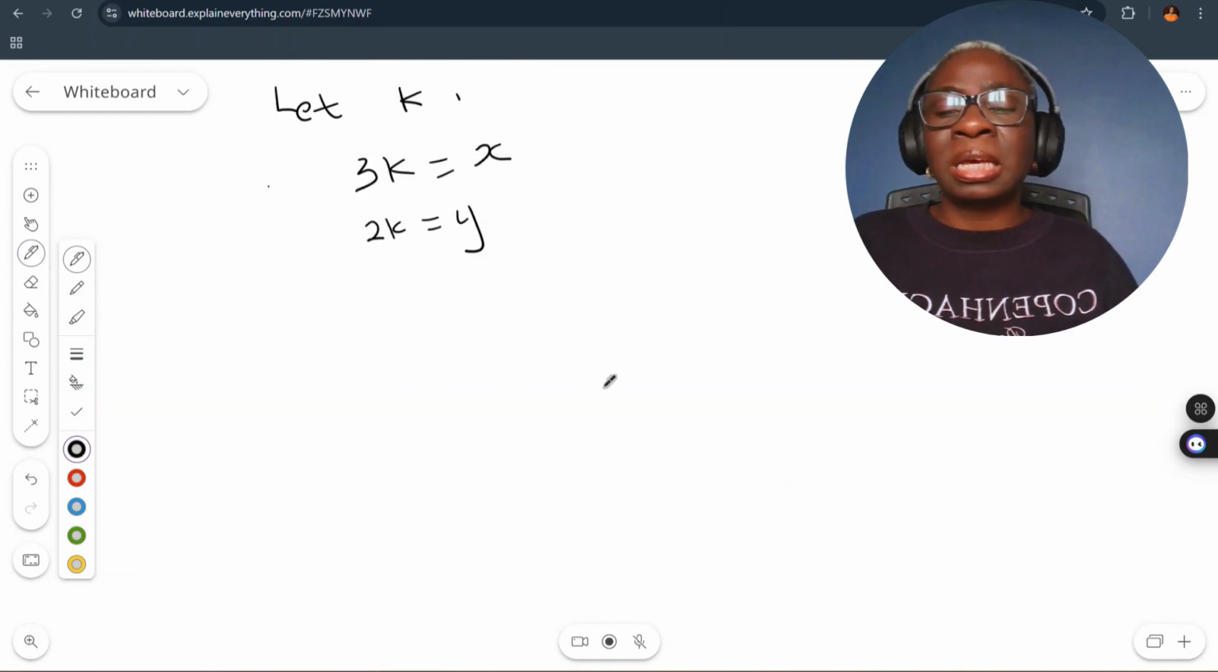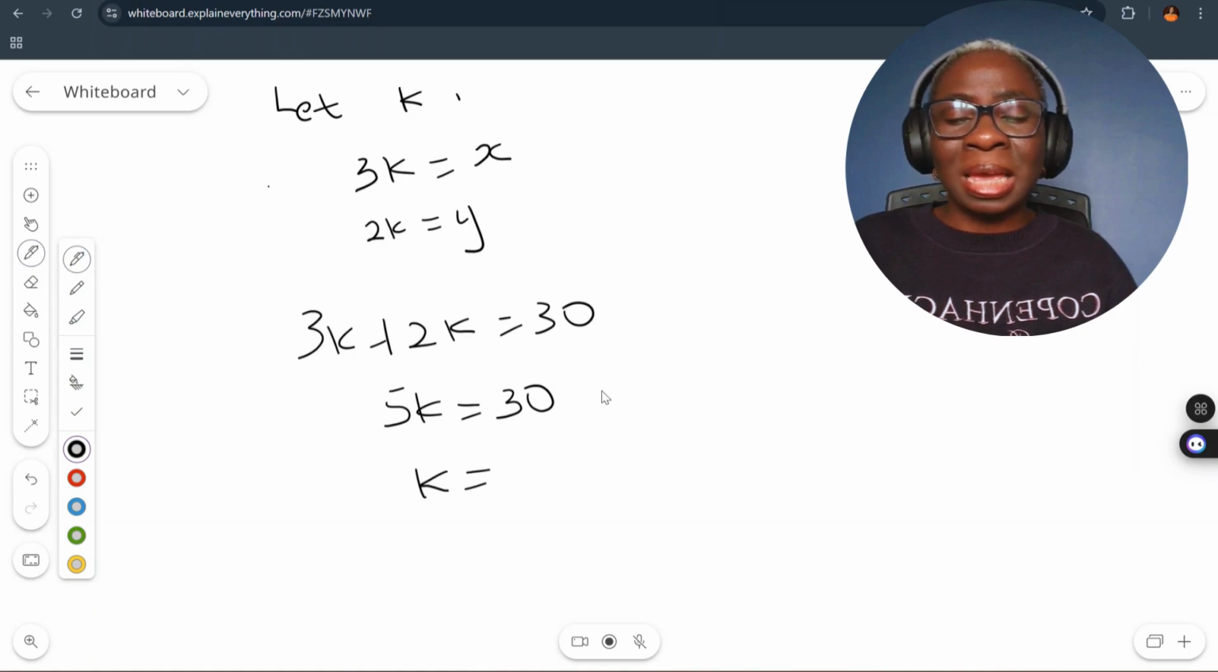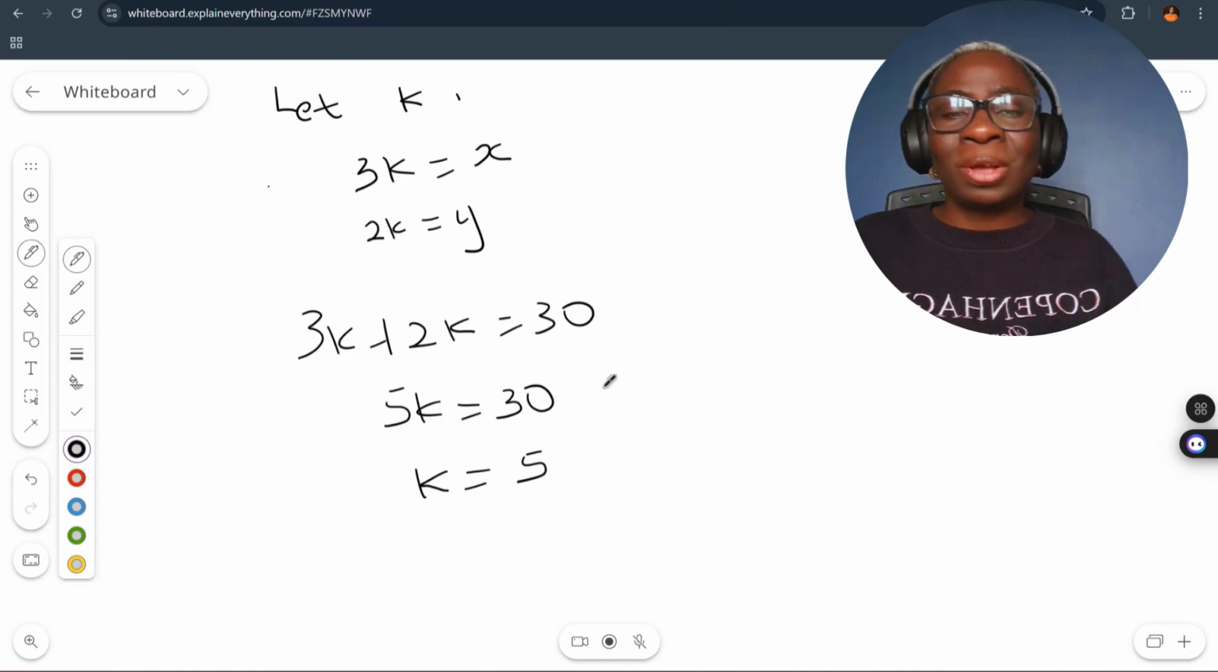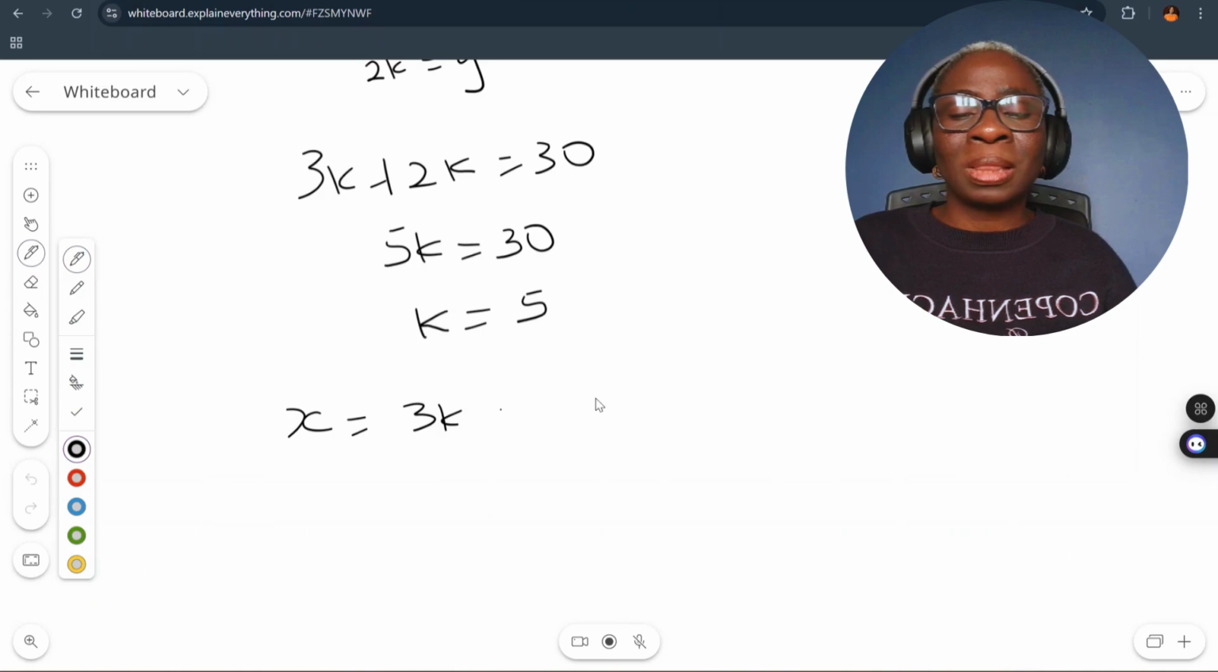sum is 30. That means that 3k plus 2k equals 30, and this would give 5k to be equal to 30, and that means k is equal to 6. So if k is equal to 6, then it is easy for us to find x and y. Don't forget that x is equal to 3k.